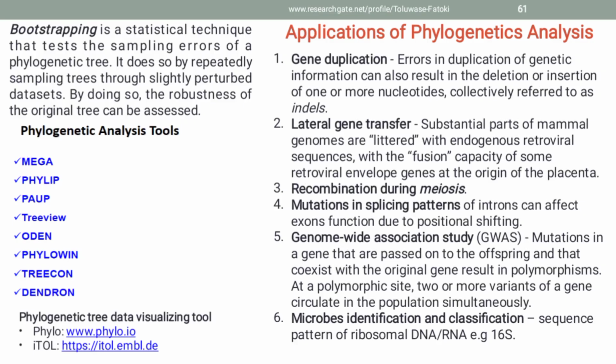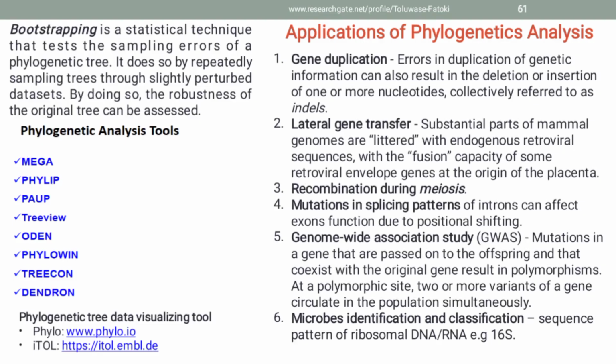So once you can get a particular tree after a lot of trying, then you can be sure that that particular tree is the actual one that can represent the course of evolution for that particular gene or particular protein. We have different tools that you can use to construct a phylogenetic tree.